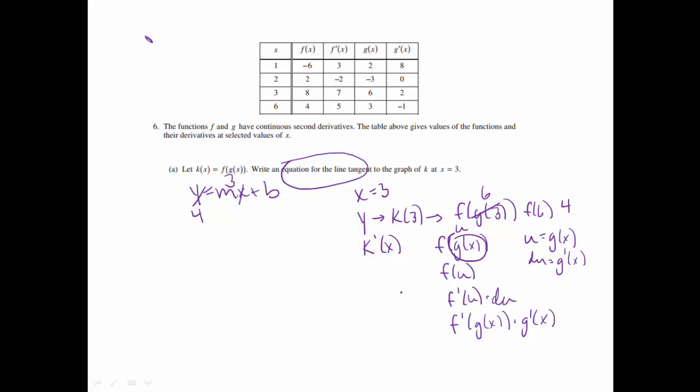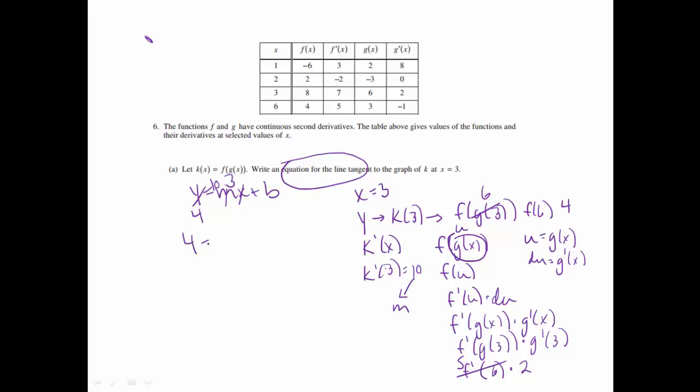All right, I'm calculating it at 3. So now I'm going to put 3's in for my x's. And now I get to look some stuff up on my chart. So f prime of g of 3 is f prime of 6, times g prime of 3, which is 2. And now here, f prime of 6, if I look that up on my chart, I get 5. So 5 times 2 is 10. So k prime of 3 is equal to 10, which means that is my m.